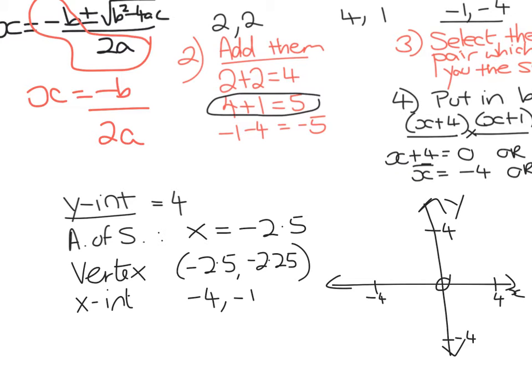So that's just setting my scale. I'm going to plot a y-intercept, cutting the y-axis at 4. I'm going to plot an axis of symmetry, negative 2.5. Let's plot the x-intercepts first. So let's plot negative 4 and negative 1, and then plot an axis of symmetry, which actually happens always to go through the middle of the two x-intercepts. So that's x equals negative 2.5. And then our vertex lies on that somewhere at about negative 2.25. Negative 2.5 and negative 2.25.